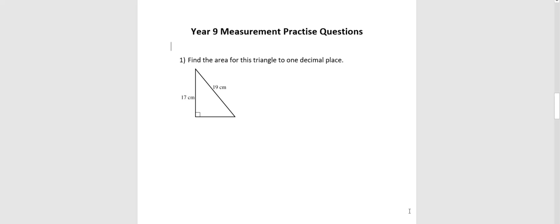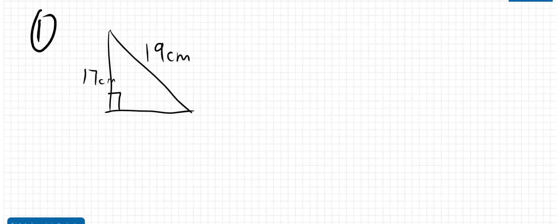This lesson is on some measurement practice questions. And the first question we have says to find the area for this triangle to 1 decimal place. So we are trying to find the area, and before starting a question, always write down what you need.